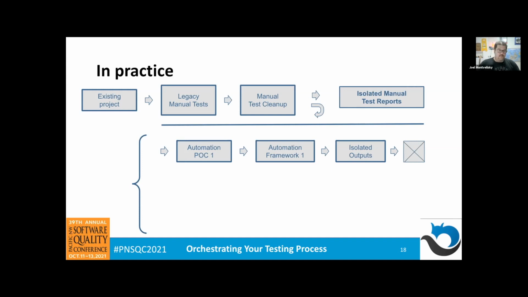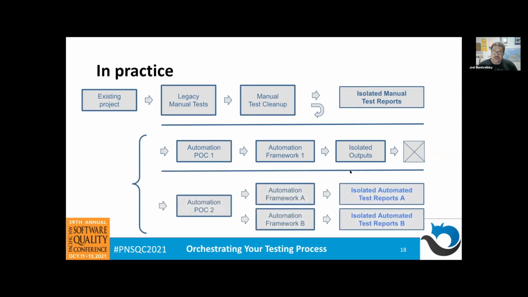Maybe immediately, maybe a year from then, maybe sometime even later than that, you do another automation POC. And you realize that the problem was that you were trying to test everything with one framework. And well, technology and processes and a lot of other constraints will force you to have more than one framework. You implement those frameworks and you end up having, for each one of those frameworks, again, isolated test reports. So you have one isolated test report for manual testing, one isolated test report for one framework, and another isolated report from the other framework.